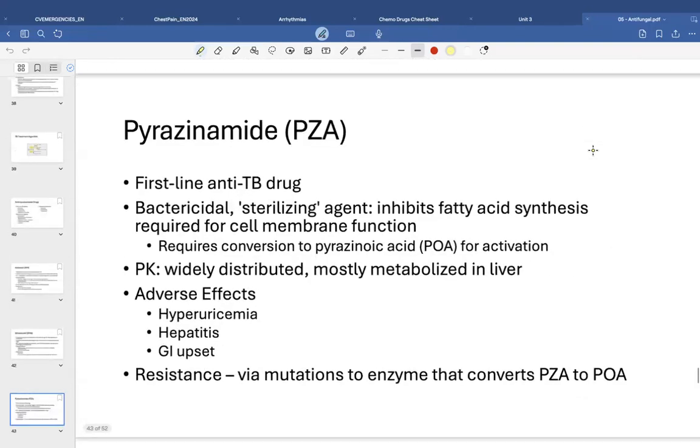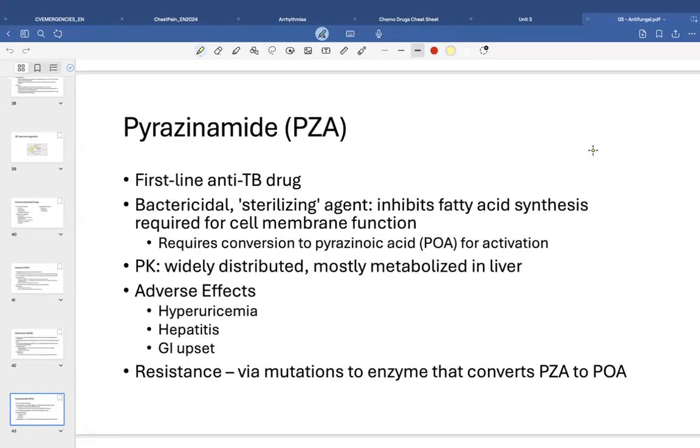Third, our first line agents include pyrazinamide, which inhibits fatty acid synthesis for the cell membrane. There is a step where pyrazinamide gets converted to pyrazinoic acid, and that is the active drug that inhibits fatty acid synthesis. It is widely distributed and mostly metabolized in the liver. It can cause hyperuricemia, hepatitis, and GI upset. And again, the enzyme that converts pyrazinamide to pyrazinoic acid can be mutated, causing resistance.